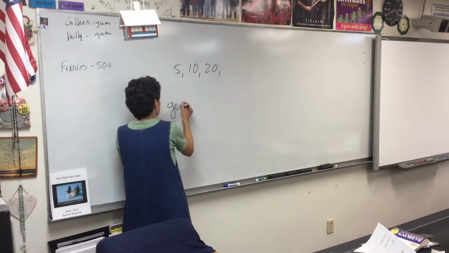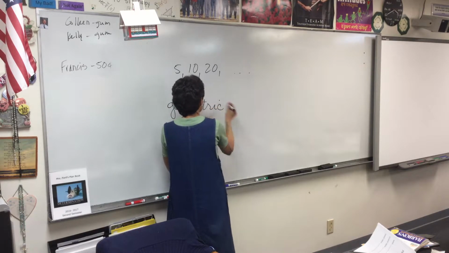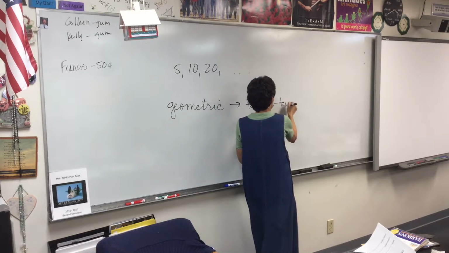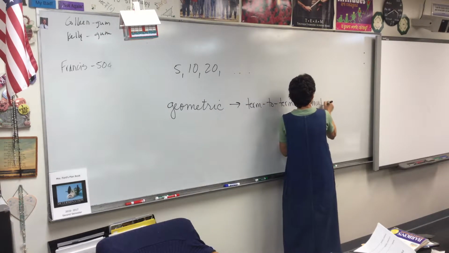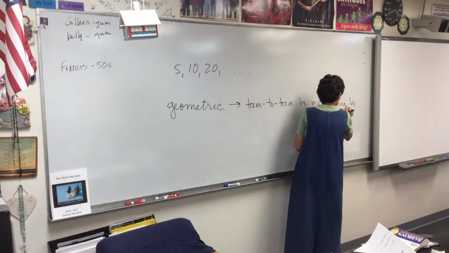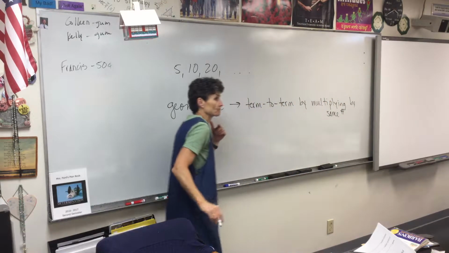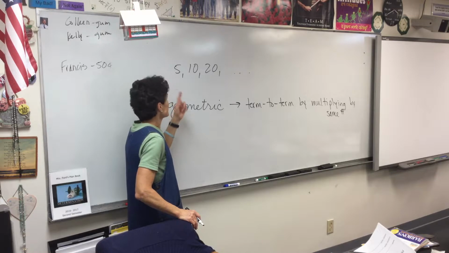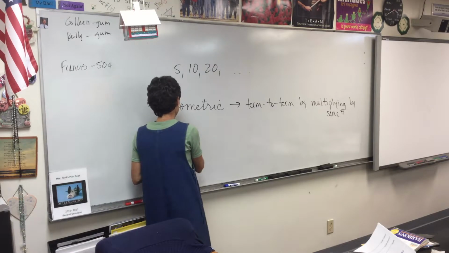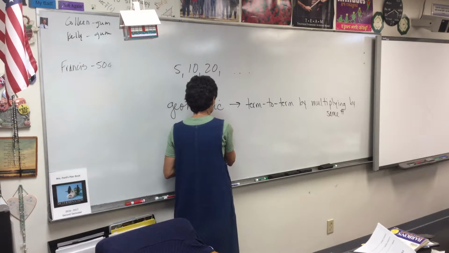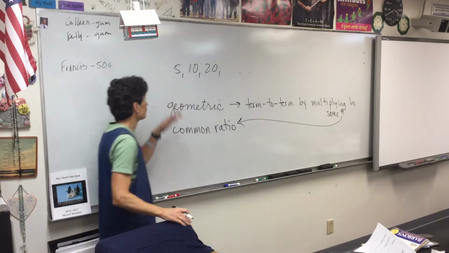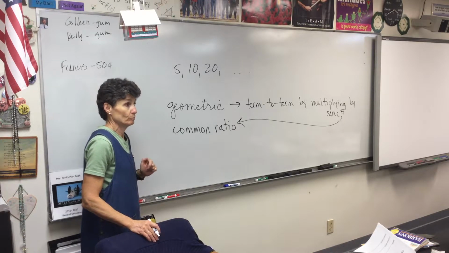It's called geometric. A geometric sequence is one in which you get from term to term by multiplying by the same number. Okay? Now, in this case, the number we're multiplying by is 2, and that number is called the common ratio. So this same number is called the common ratio. So for this problem, the ratio is 2.